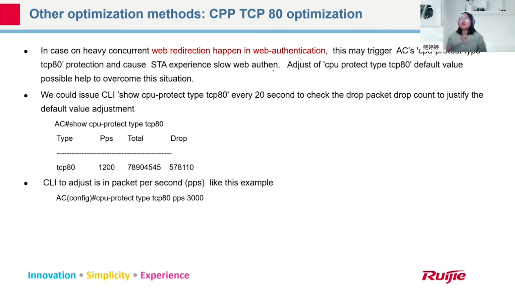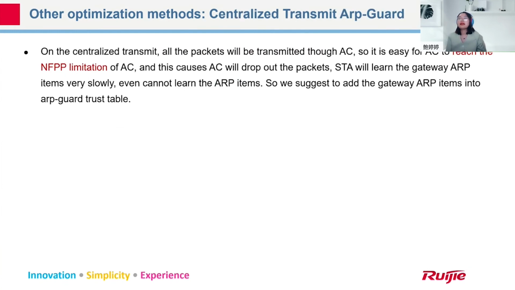So if we use this value and make the time longer, you need to wait. Someone may say lots of people log in to our web authentication, and I have to wait a long time before I can open the web page and finish the authentication. So in this scenario, maybe you can change the value. For example, use the command cpu-protect type tcp pps 3000. This is a function.